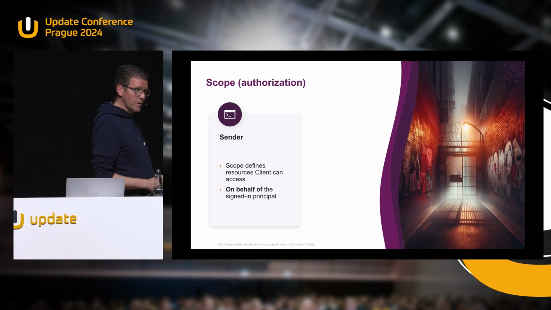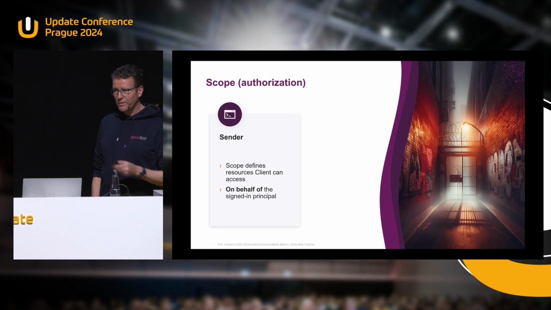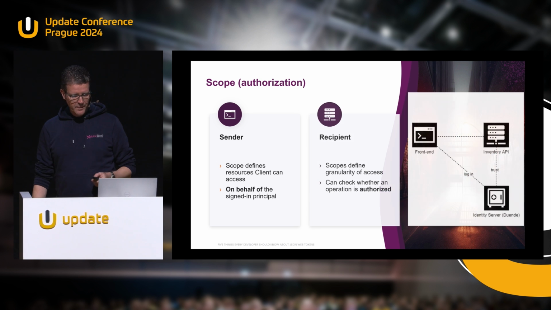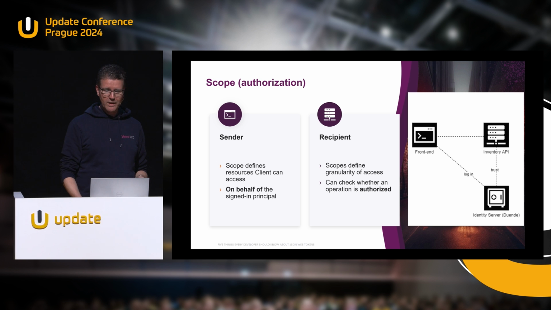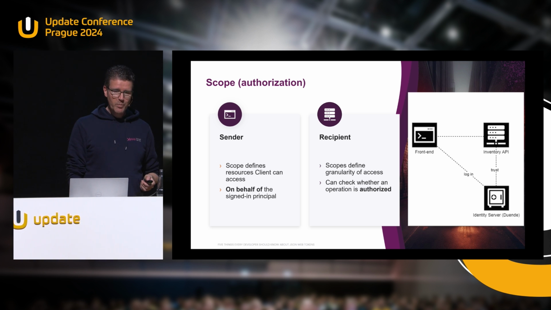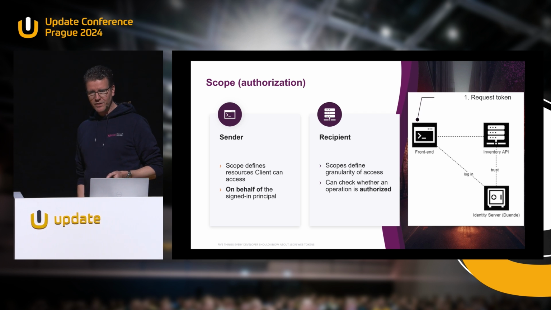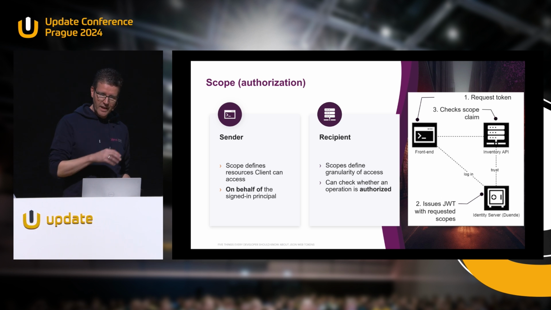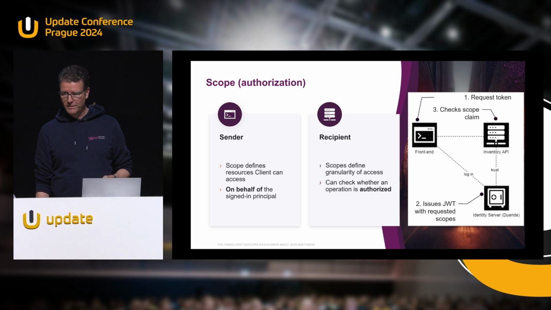So the sender, in my case the front end, will say, I want to access the client and I want to access it on behalf of this end user. And then the recipient says, well, for this action to complete, you need to have this specific scope in the token. So you can check for authorization. So the way it works is that the front end will request a token. The IDP will issue a token with specific scopes in it. And then the API can check those scopes and whether they match with the operation that is being executed within the API.